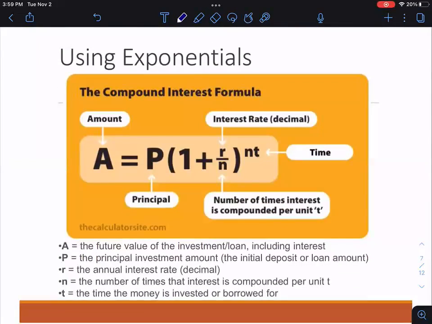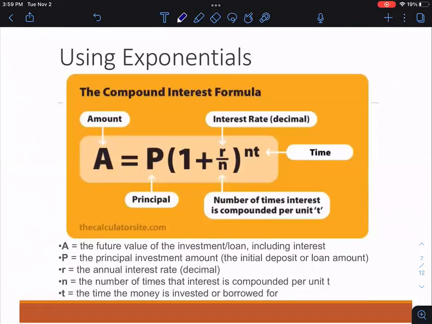Using exponentials comes into play when we talk about compound interest. There's compound interest and then there's simple interest. With simple interest, you get interest earned every year, so you get that payment once a year. With compound interest, you get paid multiple times throughout the year, so your interest is split up between different time periods. We'll look at it on the next slide, but you actually earn more money that way.